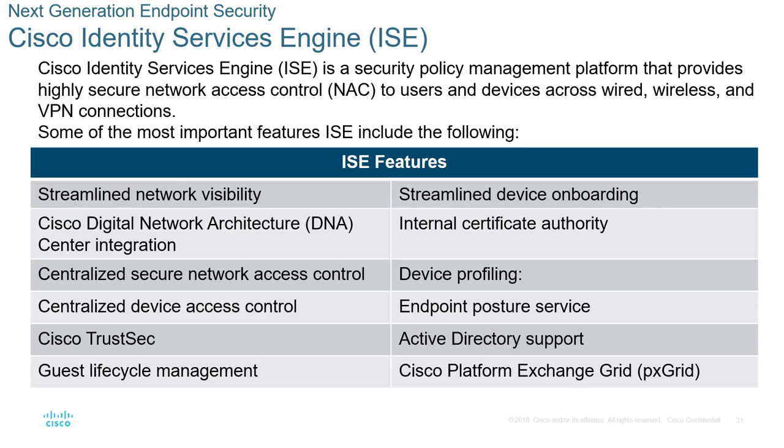So we have our ISE, our Cisco Identity Services Engine. Part of ISE is it's a security policy management platform, and it provides basically the entry-level access to our NAC, Network Access Control. This is basically allowing users and devices across the network and across VPNs to have certain levels of management. So ISE features streamline network visibility, architecture integration, securing network access control, centralizing that access control, providing things like Cisco TrustSec, lifecycle management, device profiling, posturing, Active Directory support, and more.